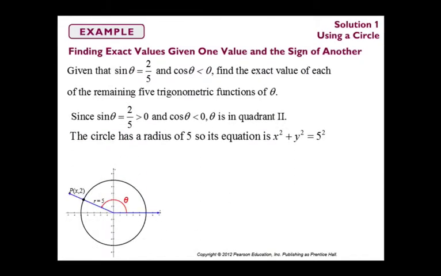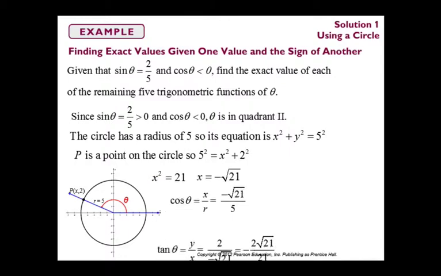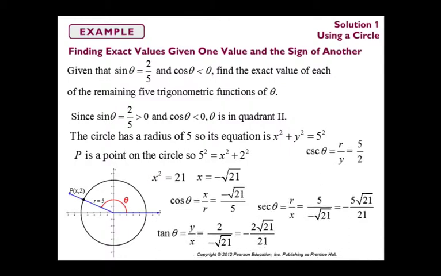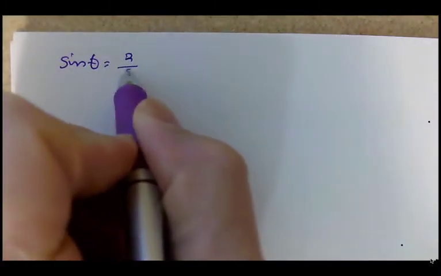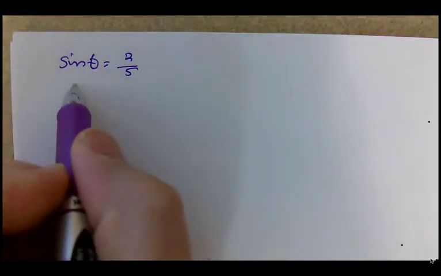So we identified quadrant 2, we identified the x value, and then we went ahead and figured out the additional trig functions. Now we're given the value that sine theta is equal to 2 over 5, and we have an angle that is an acute angle, and we want to find the exact values for each of the remaining 5 trig functions. What we're going to do is start off with one of the identities that we have. We know that sine of theta equals 2 over 5, and we also know that we have an angle that's acute.